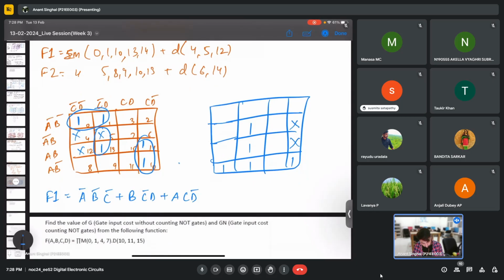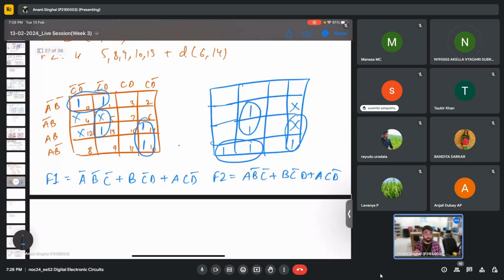Similarly, here I can use this pair, and I can use this because this is not getting redundant. So F2 will be A, B complement, and then the bottom is C complement. These two will be same, so I'm writing B, C complement D, and the corner one is A, C, D complement.